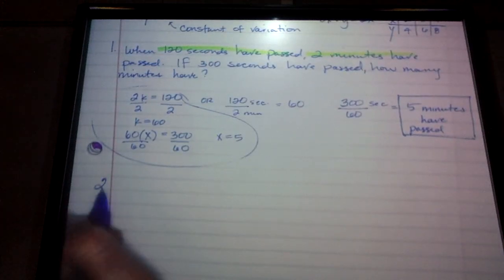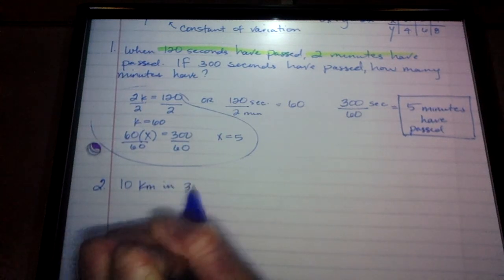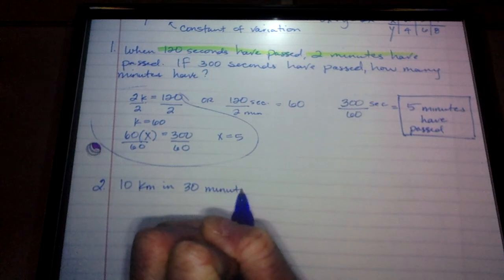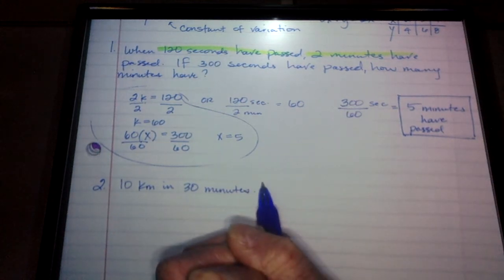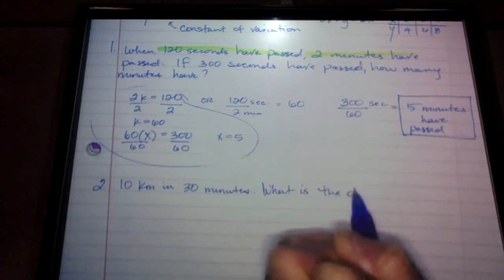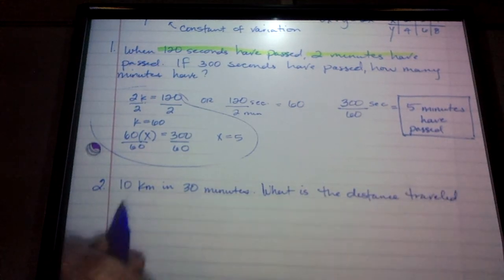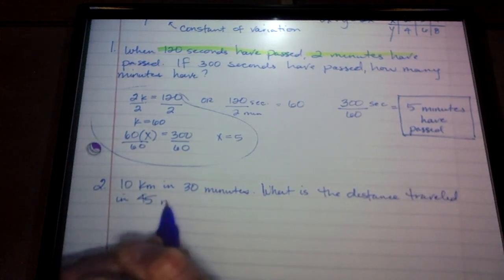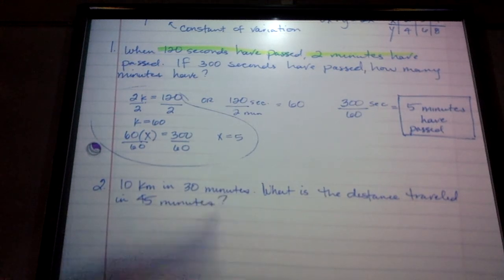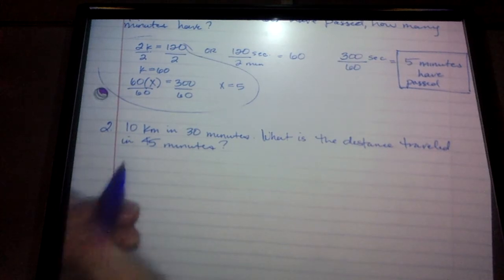So number 2, a car traveled 10 kilometers in 30 minutes. What is the distance traveled in 45 minutes? So again, I can use mental math. I can create a ratio. This is how I would set it up. Again, you don't have to, okay? So I would set it up this way.